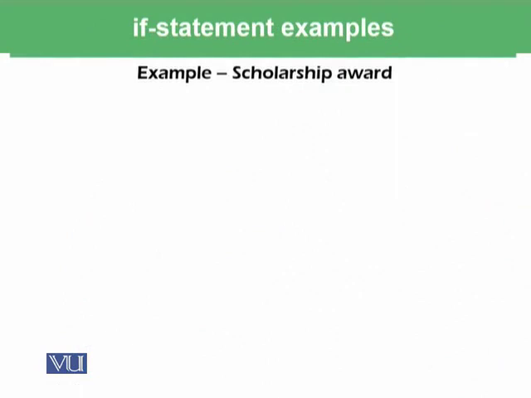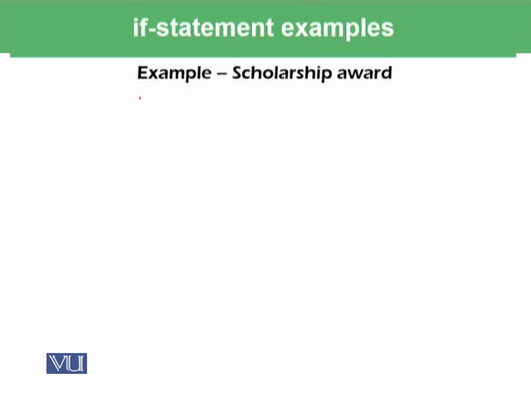So for example, we want to award the scholarship to a student, and that scholarship will only be awarded if the student has achieved the CGPA of 3.0 or above. Otherwise, the scholarship will not be awarded. So such a statement will be written like this.